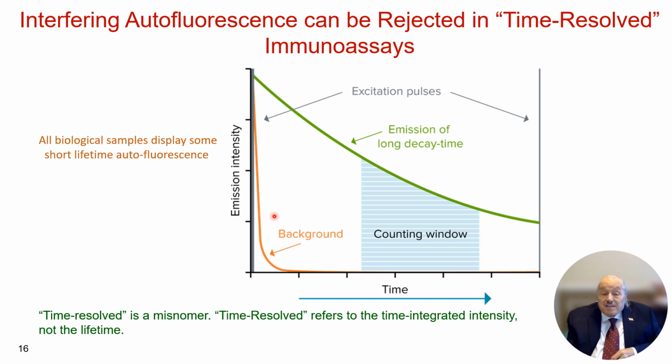The reason that's done is because all of the autofluorescence from biological samples is at much, much shorter lifetimes. And gating a detector on and off on the millisecond time scale is electronically trivial. So no matter how much background fluorescence you have, it's going to be gone by the time you turn on your counting window and see the lanthanide emission at a longer time.